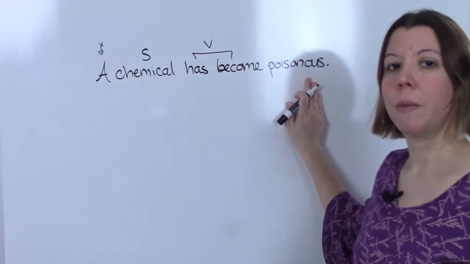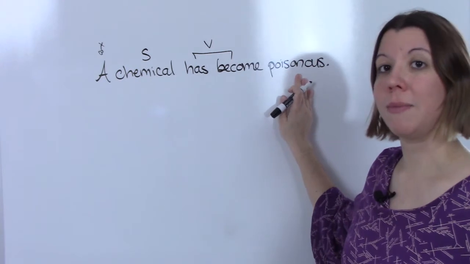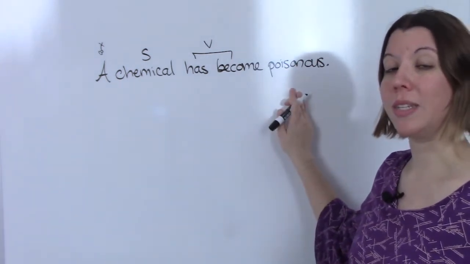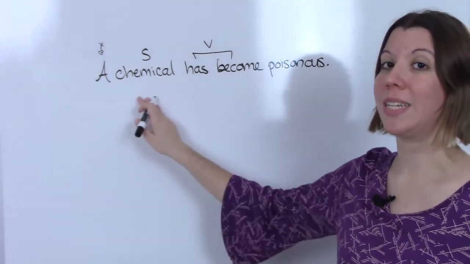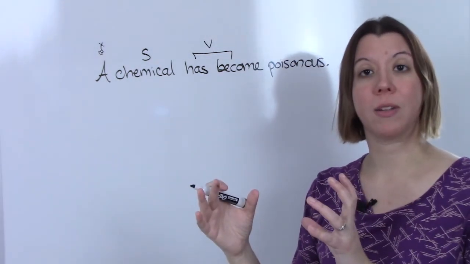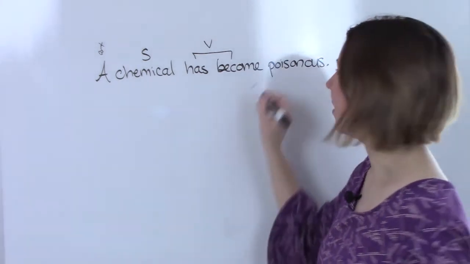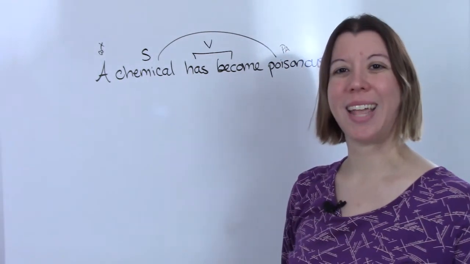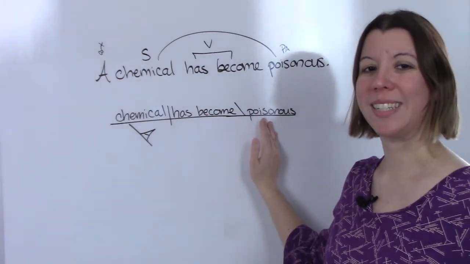Now I think to myself, poisonous. What part of speech is that? It's an adjective. Does it modify the word that comes next? There is no word that comes next. Does poisonous connect back to the subject? Yes, I'm talking about a poisonous chemical. But I didn't put poisonous right before the word chemical. I put it after the verb instead. So that makes it a predicate adjective. And now I'm ready to diagram. A chemical has become poisonous.